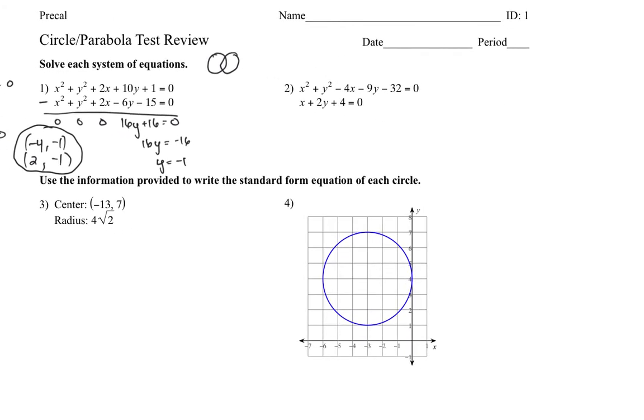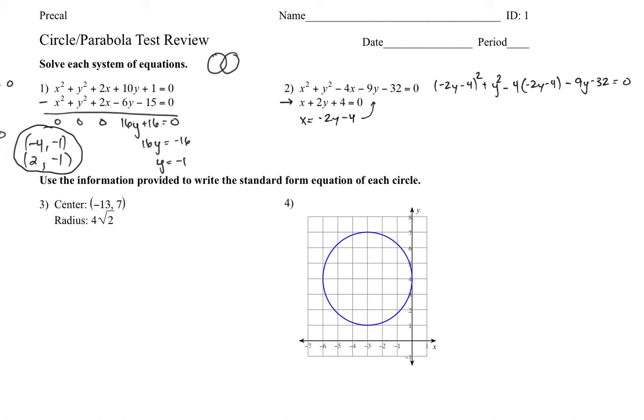The next one is a line connected with a circle. This one, step number 1 is to take the simpler equation, the line, and solve it for one of the variables. Here, we're going to take x, that's going to be equal to negative 2y minus 4. I'm going to take this equation and plug it into that original equation everywhere I have an x. So it's going to look like this: negative 2y minus 4 squared plus y squared minus 4 times negative 2y minus 4 minus 9y minus 32 equals 0.